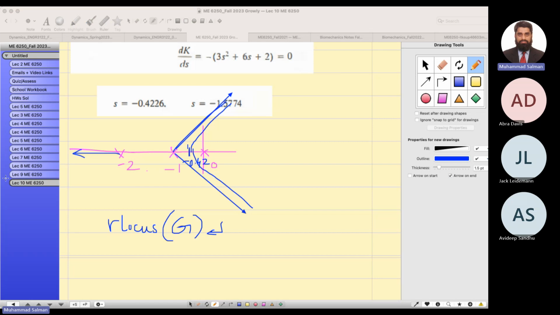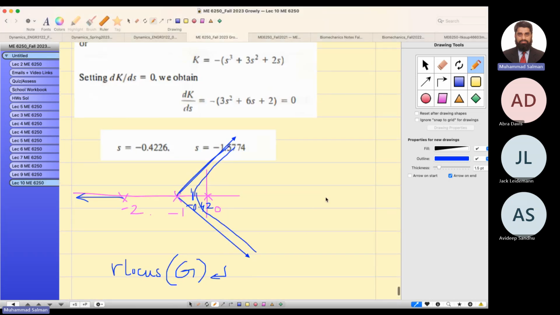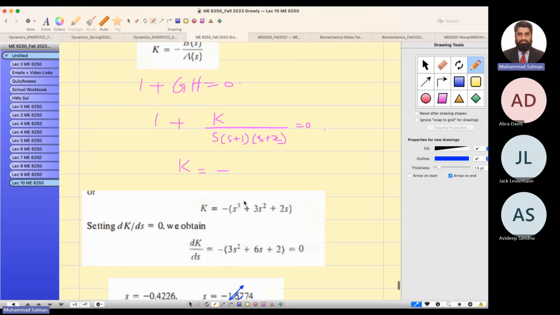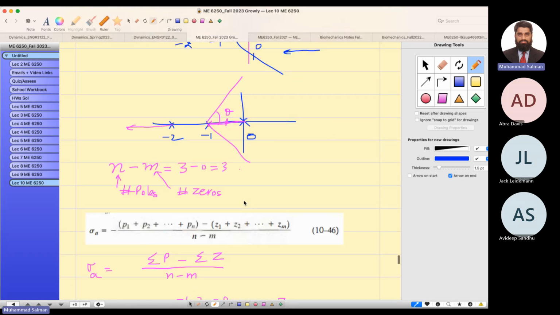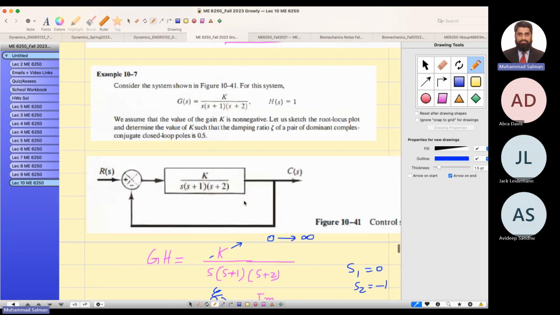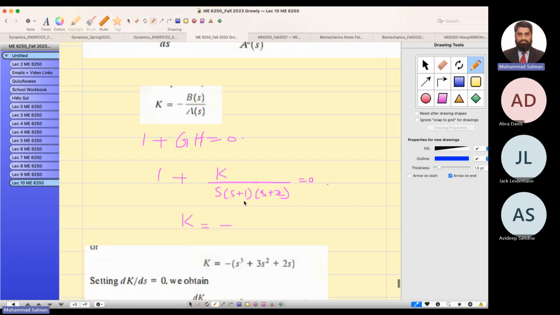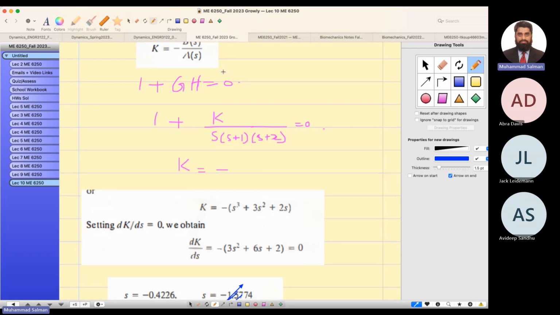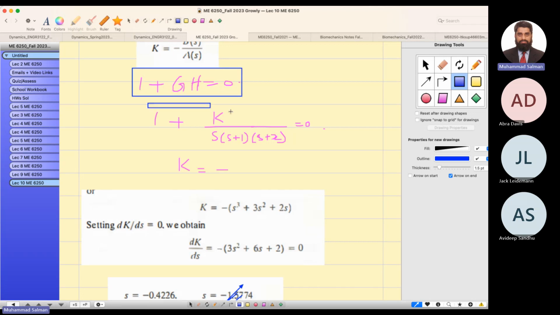How would you find out the k value at the location on the imaginary axis? Suppose the imaginary axis, that's the point where the threshold starts. You cannot go above, you cannot gain more than the value. How would you find out the gain on the imaginary axis? You will use this equation, the equation of the root locus. This equation will help you find out the k value when you plug in whatever s value.